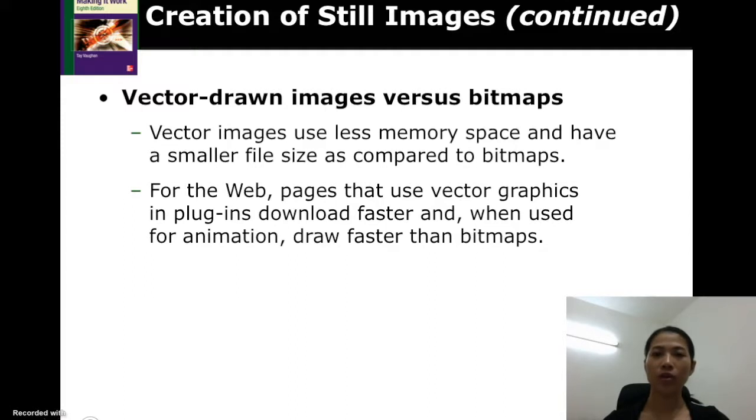Vector drawn images versus bitmap. Vector images use less memory space as compared to bitmap images. For the web, you usually want to choose vector graphics because they are smaller in size, and thus when used for animation, we can draw faster than bitmap, and then we can download and upload faster to the web.